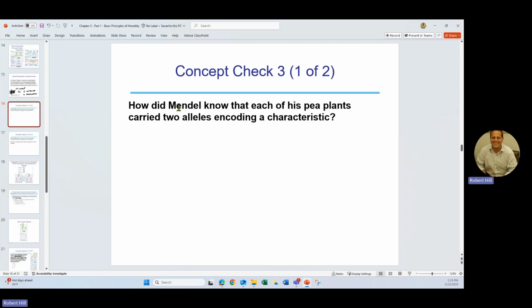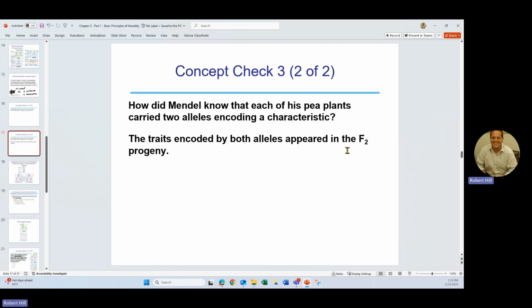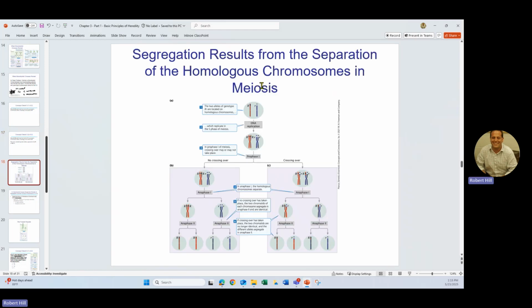How did Mendel know that each of his pea plants carry 2 alleles encoding a characteristic? Well, they both appeared in the F2 progeny, right? So he didn't see the recessive allele in the F1, but he was smart enough to keep going, self-fertilizing, to keep searching for these traits, and think that because he didn't see any blending, he did see it eventually in the F2 generation. So that's the law of dominance, right?